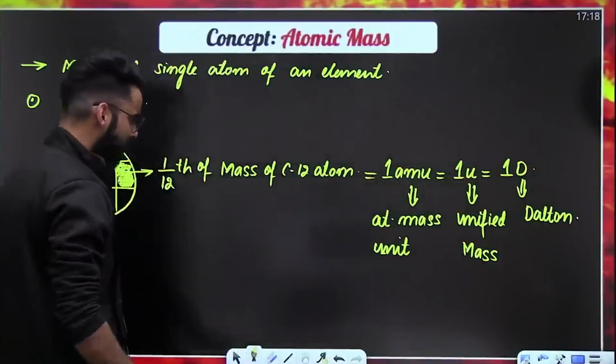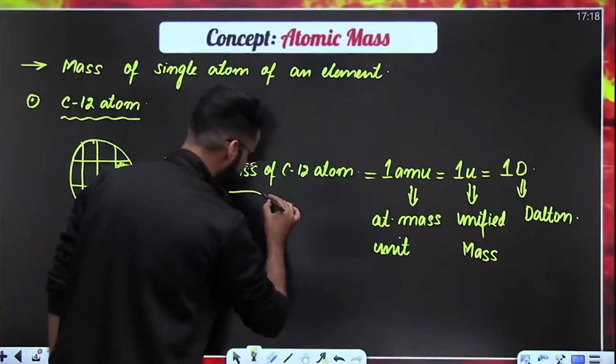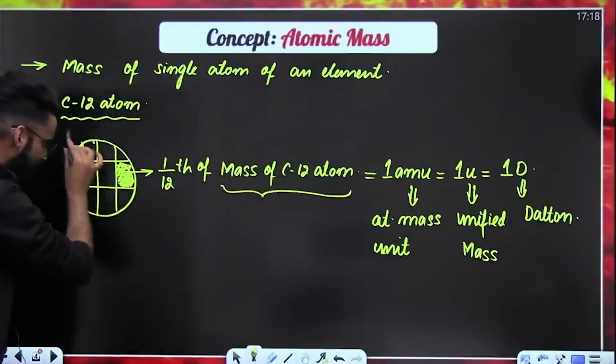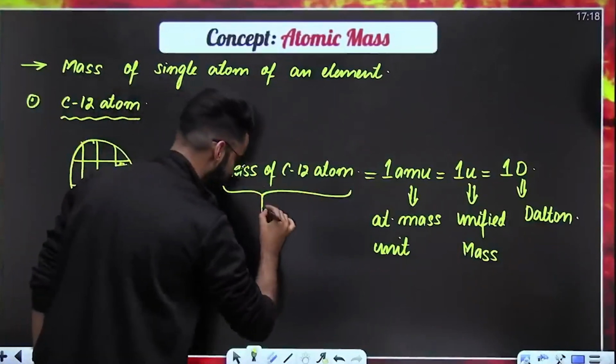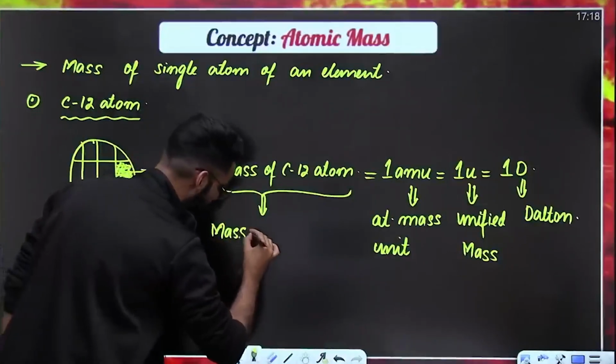Now, my dear students, what did scientists exactly do? They calculated the mass of one whole carbon 12 atom by using a technique called mass spectrometry.